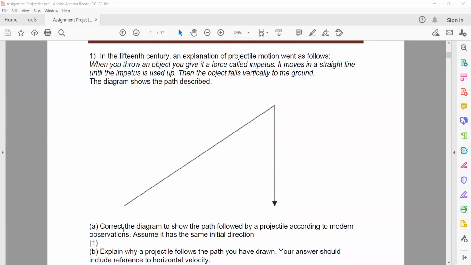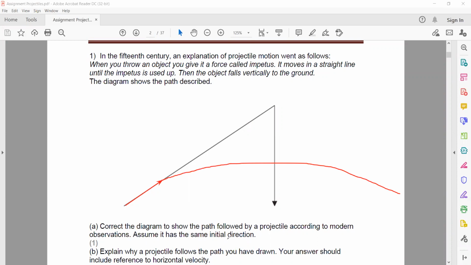Now in the question they are saying, correct the diagram to show the path followed by a projectile according to modern observation with the same initial direction. So if we launch a projectile in the same initial direction, what is the trajectory it will follow? It will follow a parabolic path. So when we represent this, it will be like this. Is it clear?